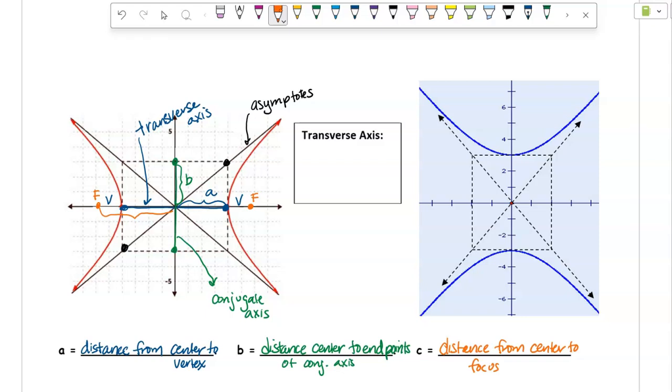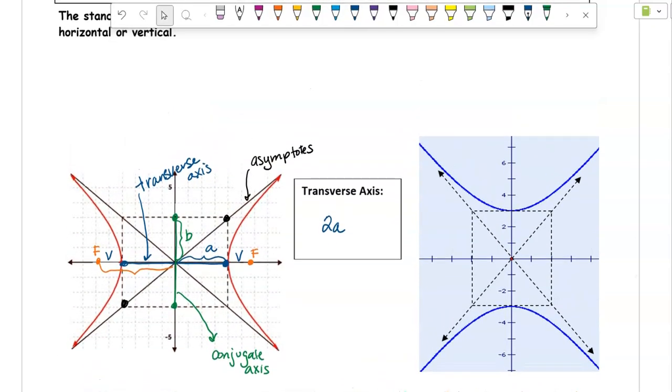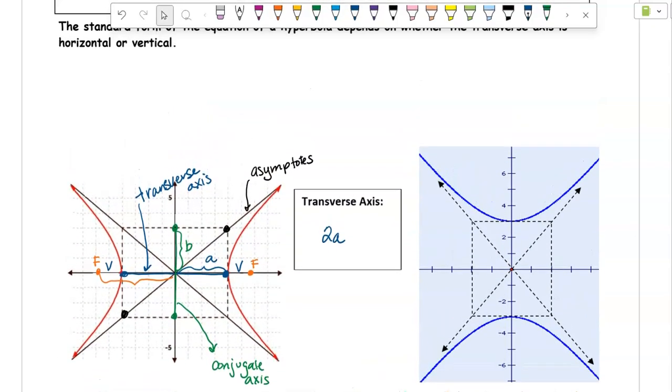So I like to think of this kind of like an ellipse that's turned inside out, where the focus points are no longer contained inside of the vertices, they're now outside. So our transverse axis has a length of 2A, kind of like our major axis, but we want to remember that A does not necessarily have to be bigger than B. It can be, it may not be, it could also be equal to B.